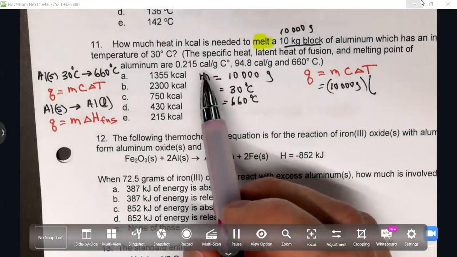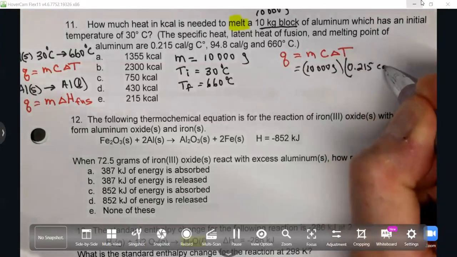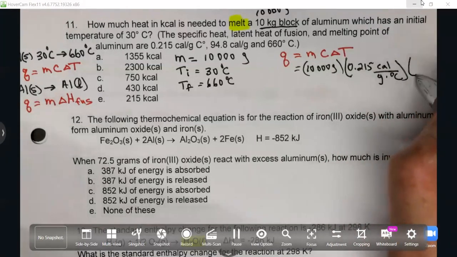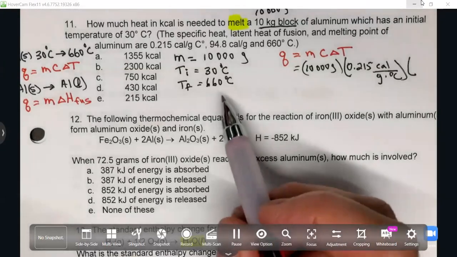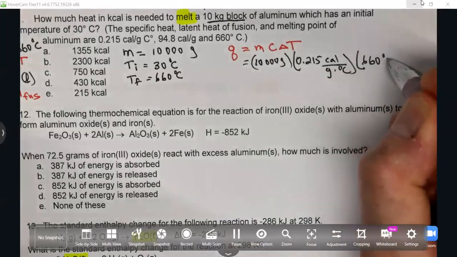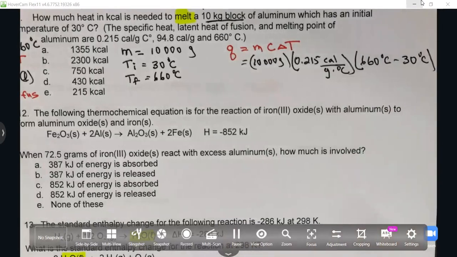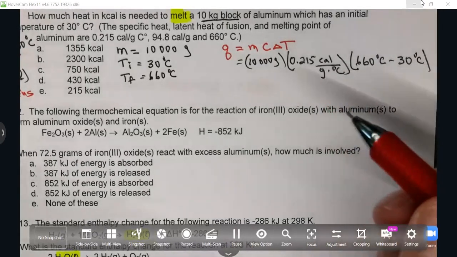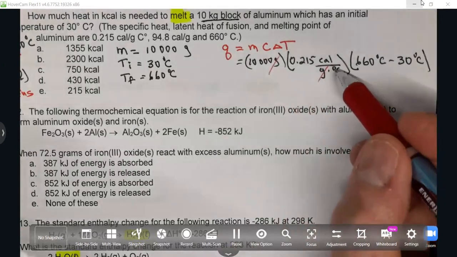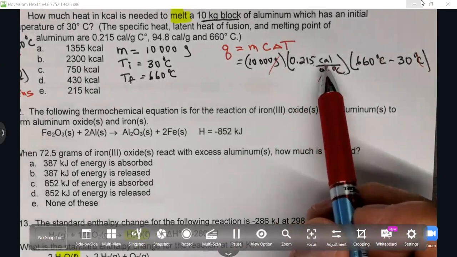Zoom this out a little bit here. 0.215 calories per gram degrees Celsius. And my temperature change is 660 minus 30. And once I write this down, I should be able to do this. Grams cancel out with grams. Degrees Celsius are all going to cancel out. My final answer there is going to be in calories.